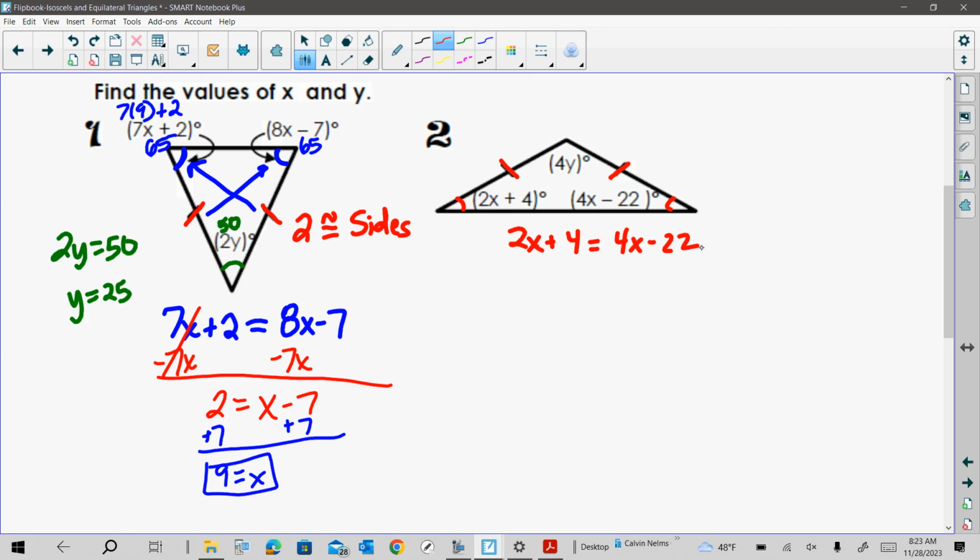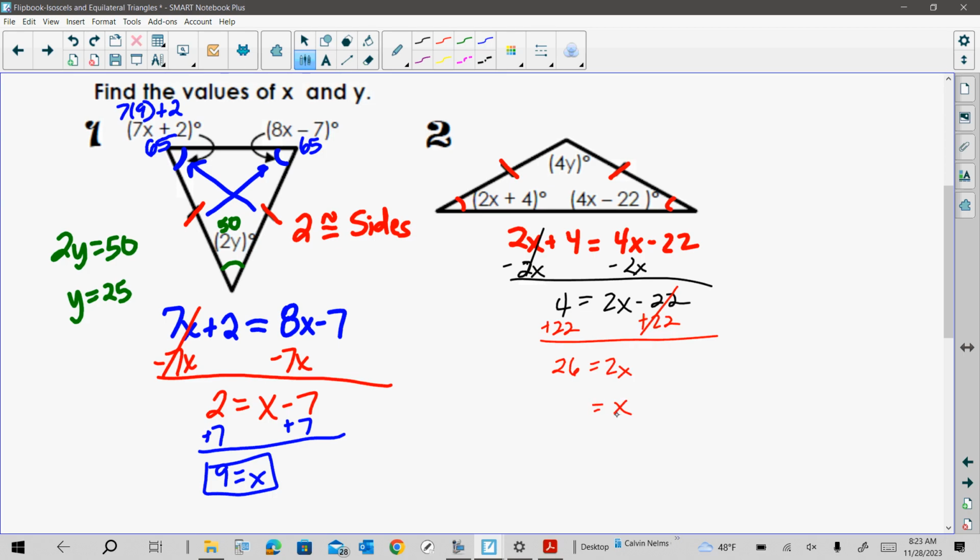Good. So same thing, we want to solve for x. Okay. So start with our smallest variable to isolate. So minus 2x gives me 4 equals 2x minus 22. Then add the 22. So 26 equals 2x, which means x is what? 13. All right, so now find the y.